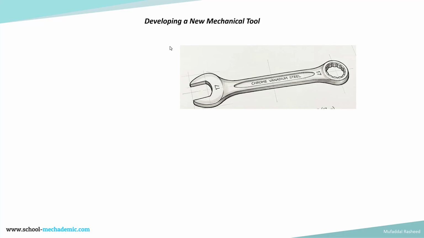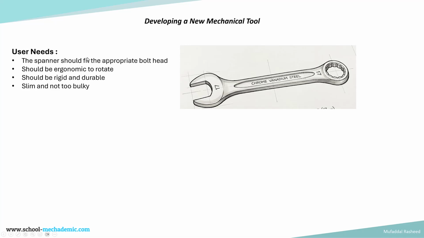So let's say you're developing a very simple mechanical tool, for example a spanner. Now what are the user needs? The user who is operating the spanner to perform a function, which is to tighten a bolt, has specific needs. What are those needs? First need is that the spanner should fit into the appropriate bolt head. So if it's written 17, then it should fit into the bolt head which has cross flats of 17.